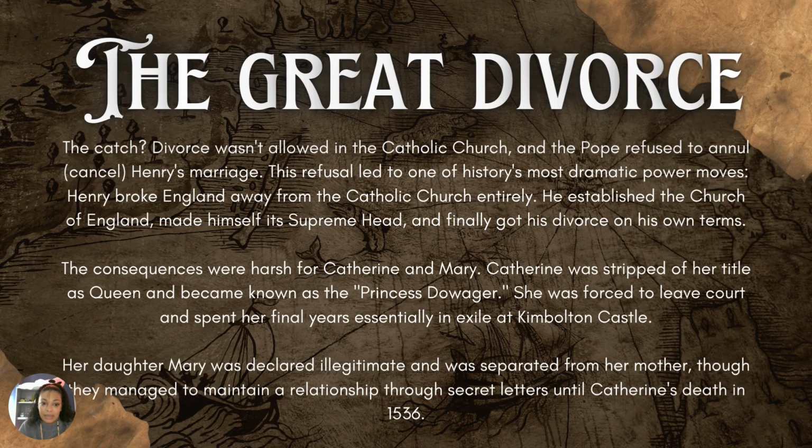The consequences of this sucked. They were harsh for Catherine. Catherine was stripped of her title as queen, and she was now known as the Princess Dowager. She was forced to leave the castle and went to spend her time in exile at some castle tucked off in a corner. She was now irrelevant. You are not the queen no more. You are exiled. You can't stay here in England, not even just kicking you out of the castle. Like, you got to get out of town, boo.